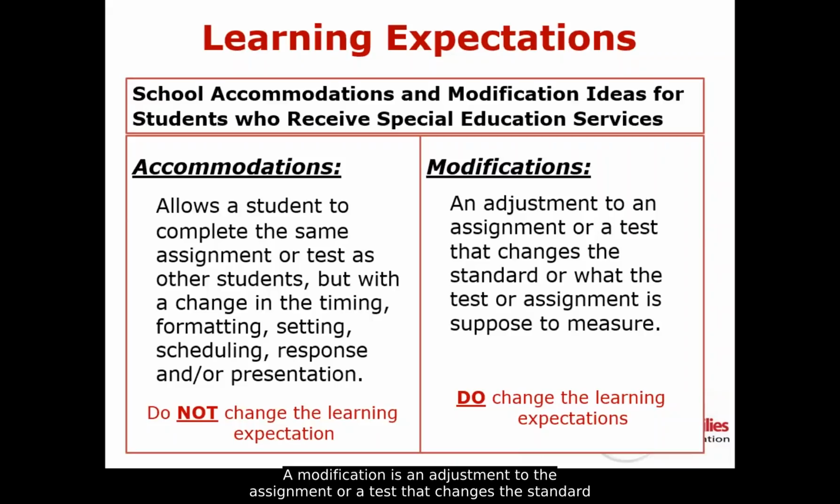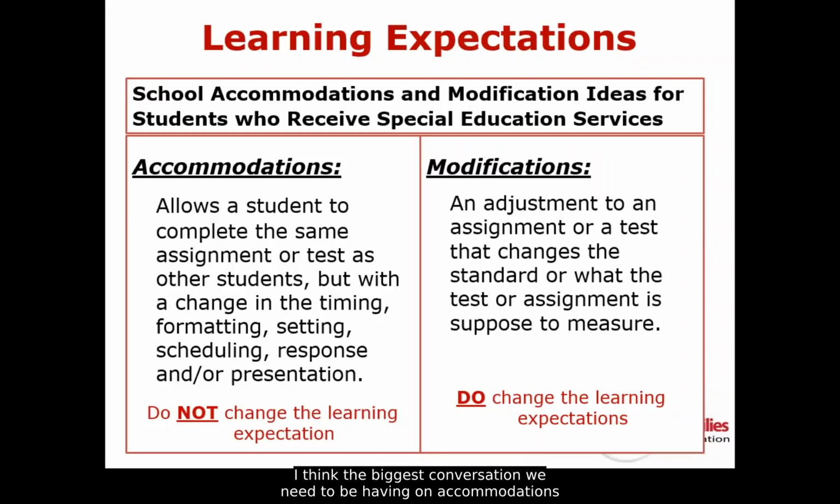A modification is an adjustment to the assignment or a test that changes the standard of what the test or assignment is supposed to measure. We are changing what the student is expected to know. Instead of having 20 spelling words, maybe there's 5 spelling words. Instead of knowing all the parts of a frog, you're going to know 6 parts of the frog. So it does change the difference between accommodation and modification. And some are interchangeable, some are not.